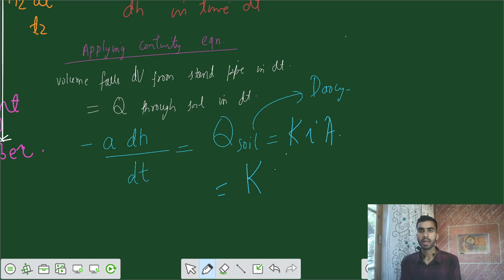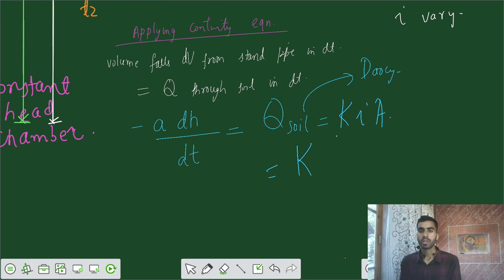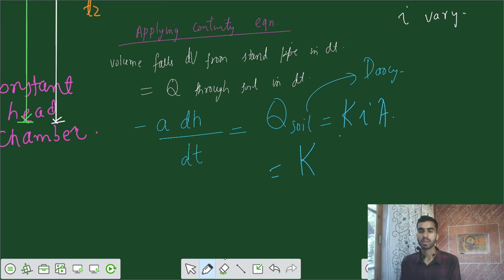But hydraulic head is varying, so we had to take those critical locations.